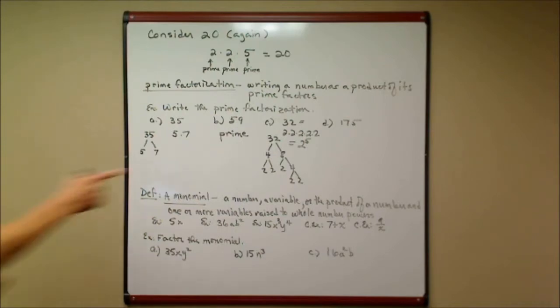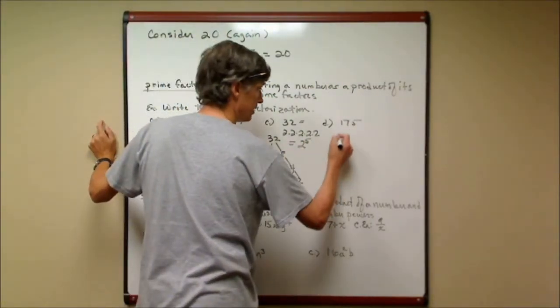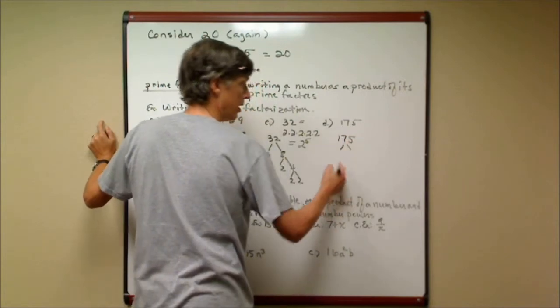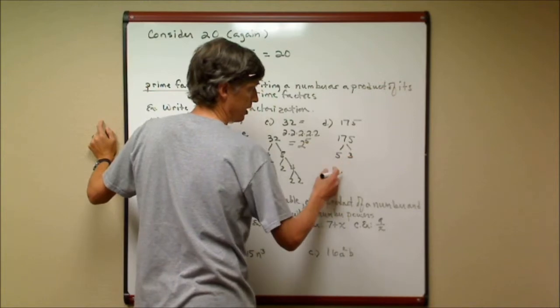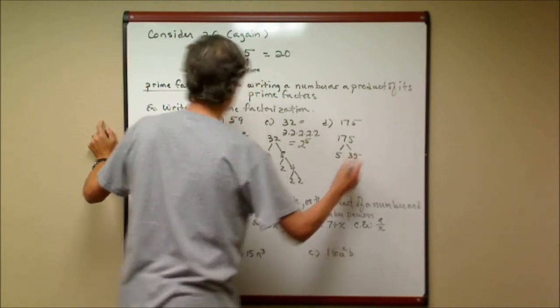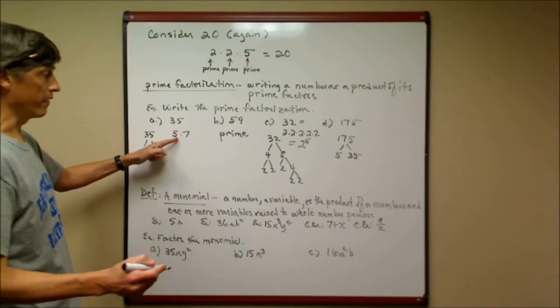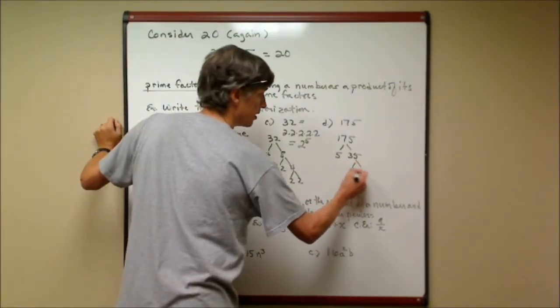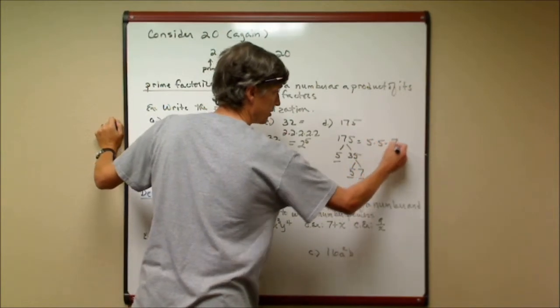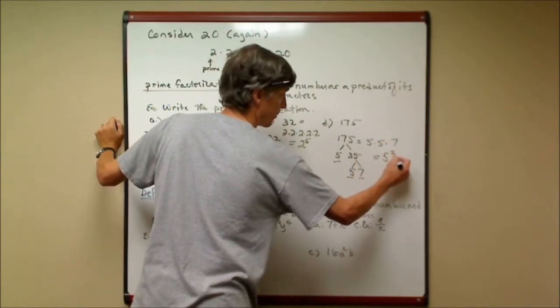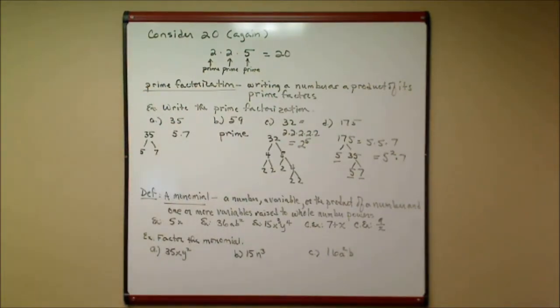of 2. Now 175, I know this is composite, it'll have a prime factorization, because I know 5 goes into that. 5 times, let's see, it looks like 35. And we just did 35. 35 was 5 times 7. So you can see the prime factors here. This is 5 times 5 times 7, or 5 to the second power times 7. That's its prime factorization. That comes in handy finding least common denominators and greatest common multiples and such to be able to write prime factorizations.